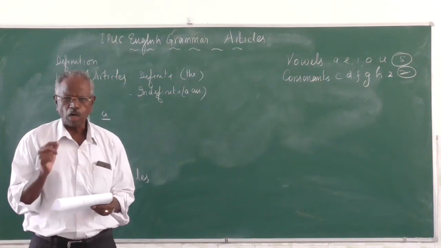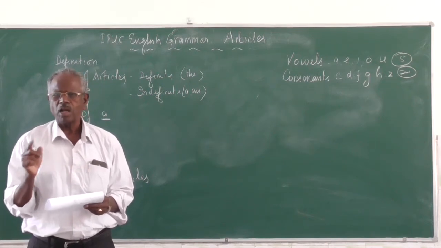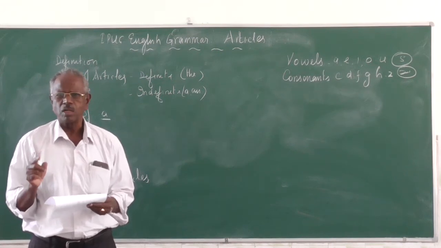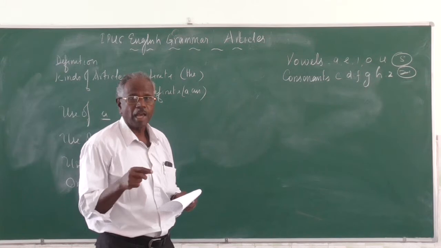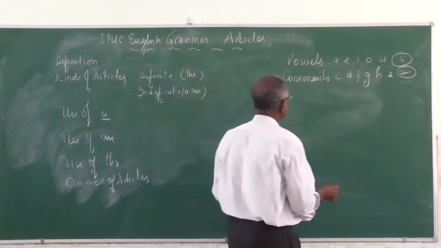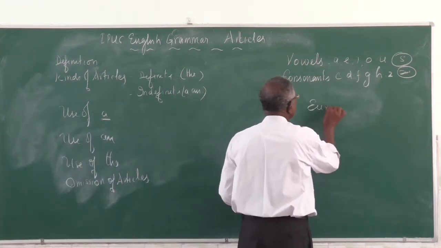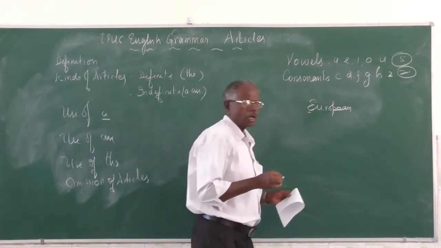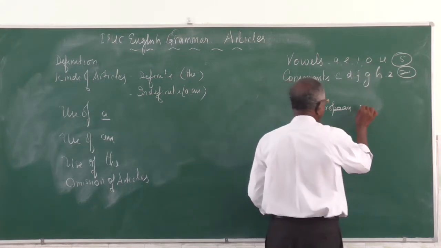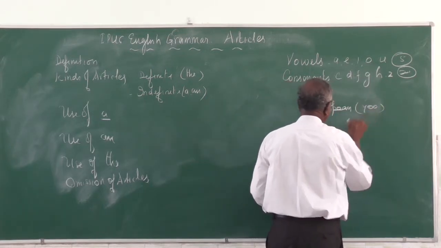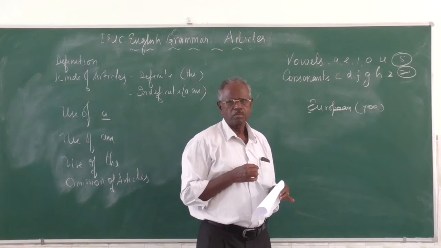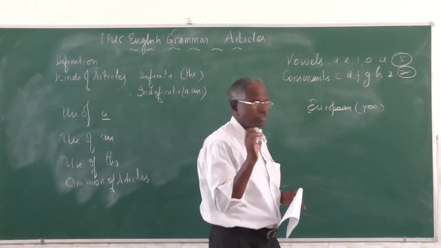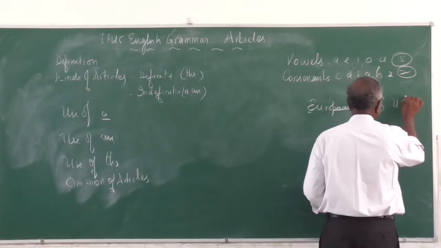Second is before a word beginning with a vowel having consonant sound. See, these are the vowels, but sometimes they behave like a consonant. See, for example, European. See, it is a vowel. E is a vowel, but it has got U sound. And in English, U becomes a consonant. See, normal U is a vowel. See, you must know that U has got two different sounds.